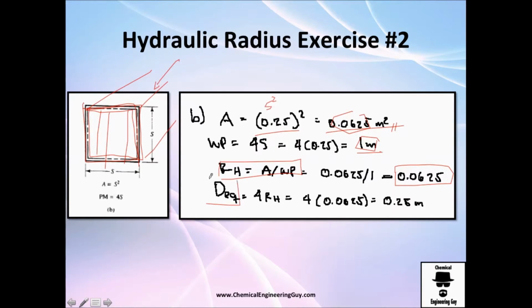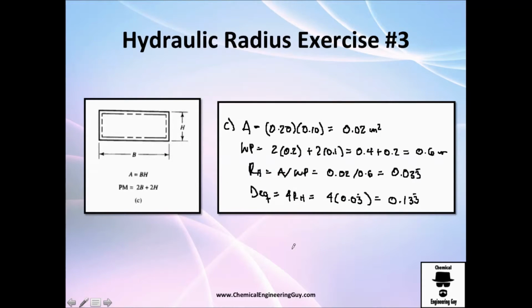And the equivalent diameter is only 4 times this value right here, so let me do it, 4 times this value, and I got 0.25, which is very interesting, guys. Let's compare the equivalent radius with a normal radius. So let's say we wanted to force this square into a pipe. You will see, guys, that actually the length of this is exactly the same as the diameter, so that's why we got this equal to S. We can say the S equals the equivalent diameter. Interesting, isn't it?